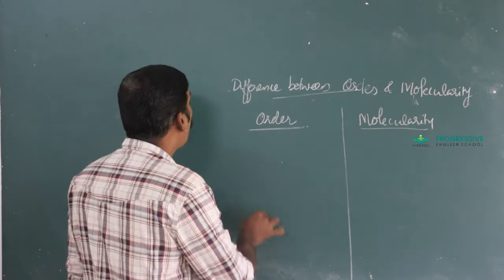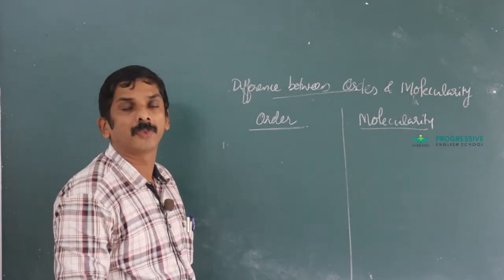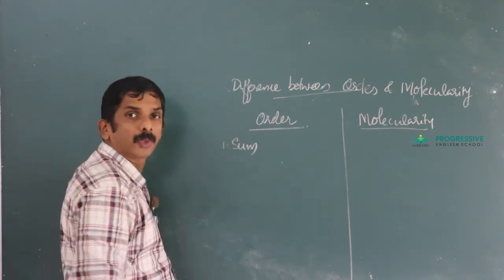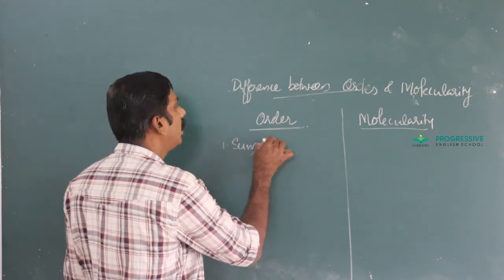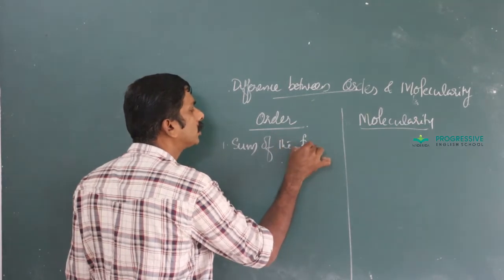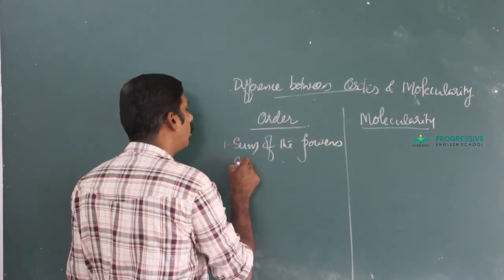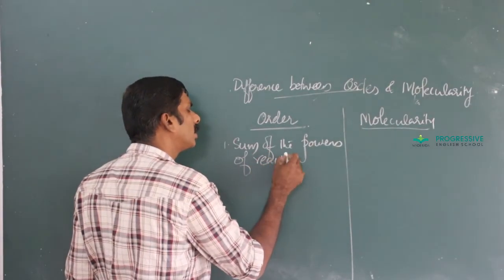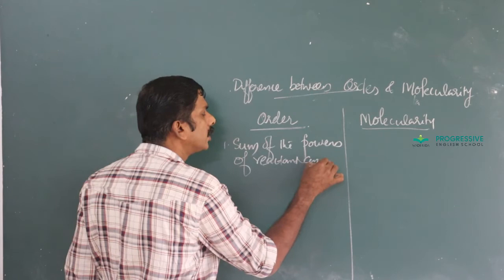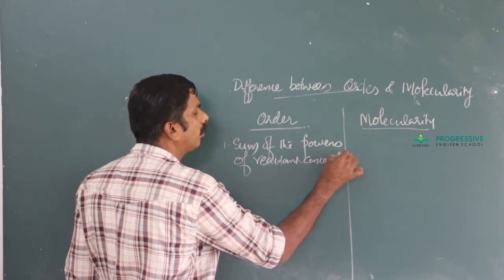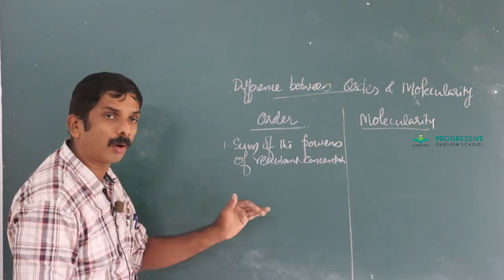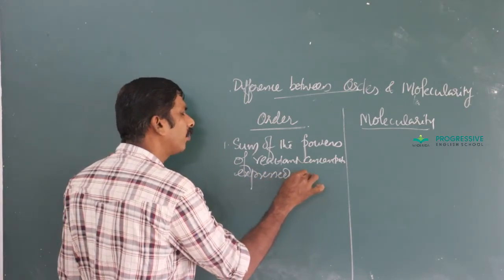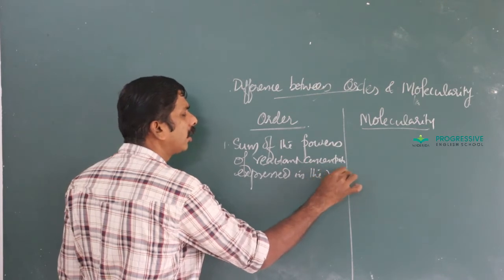That is, order of a reaction is the sum of the powers of reactant concentration, or concentration of reactants, expressed in the rate equation.